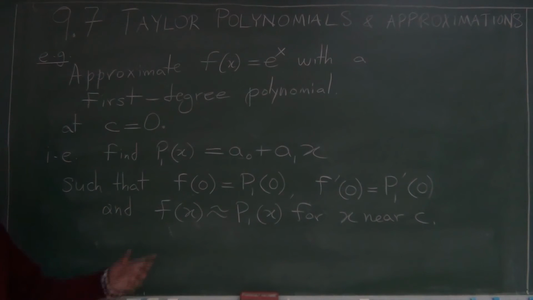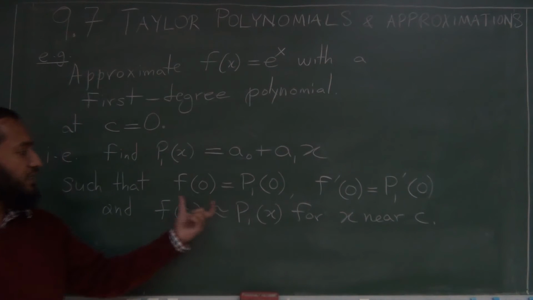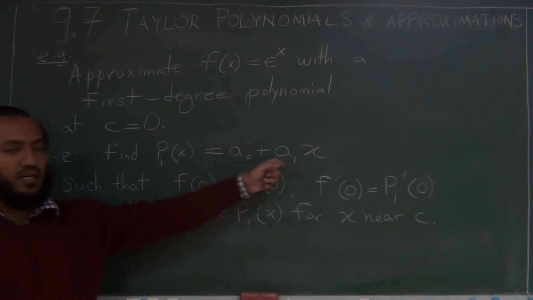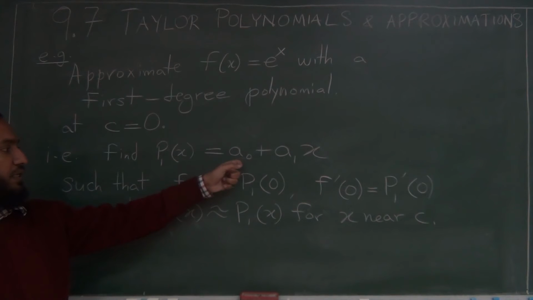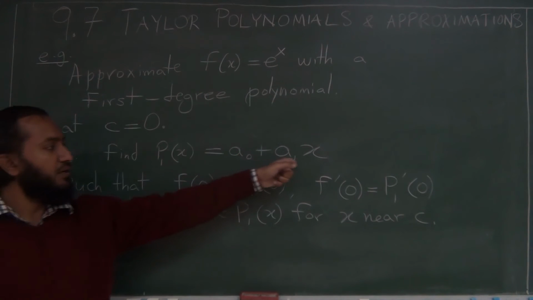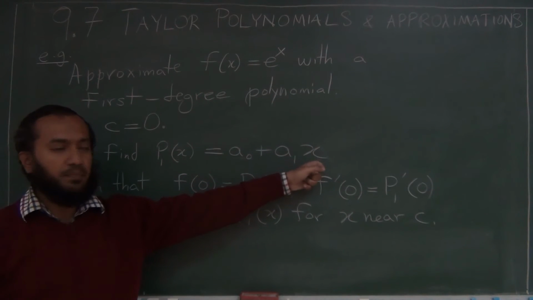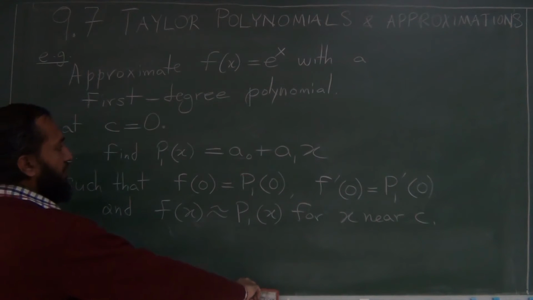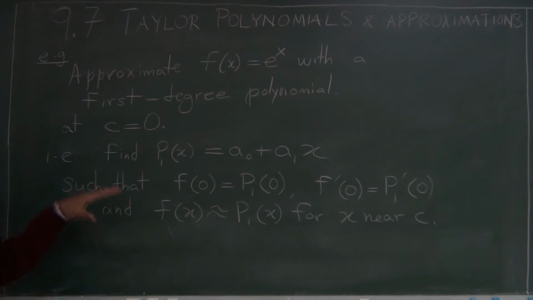Alright, so we have some conditions here, right? We can use these conditions to solve for the unknown constants here, the 0 degree term and the coefficient of x to the power 1. Let's do that. I'm going to erase this so I have more space.